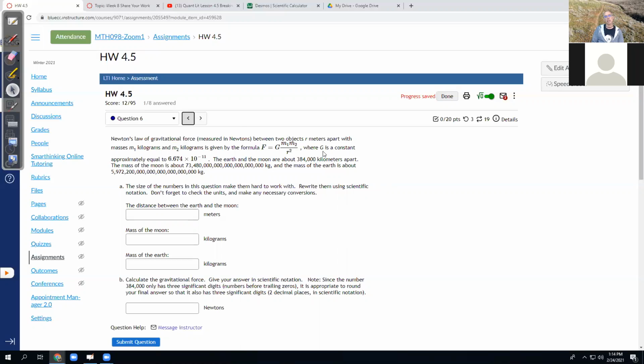The G is this kind of universal number. Throughout the whole universe, it's believed that this number holds true. It's kind of like pi. It's a number like that. M1 is the mass. Mass is done in kilograms, not pounds.